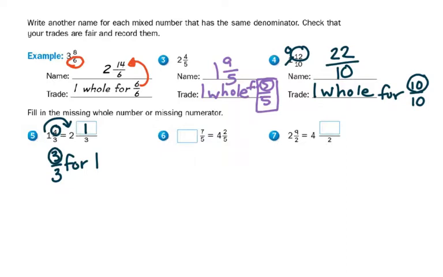Let's look at number 6. I'm going to trade 1 whole. Remember, my denominator stays 5ths. 5/5. So they took 5/5 from this to get 2/5. So this would have been 3.